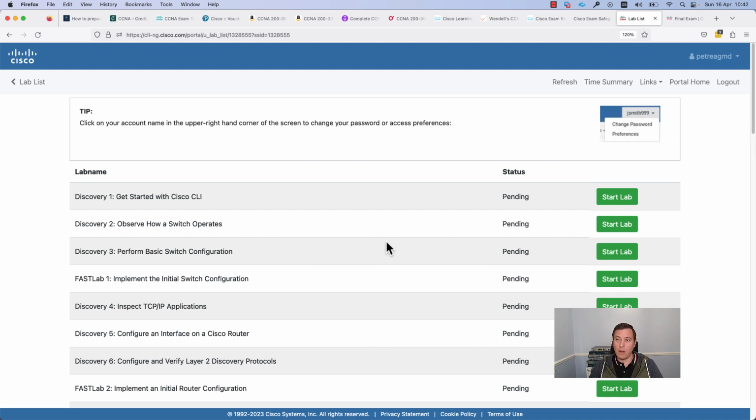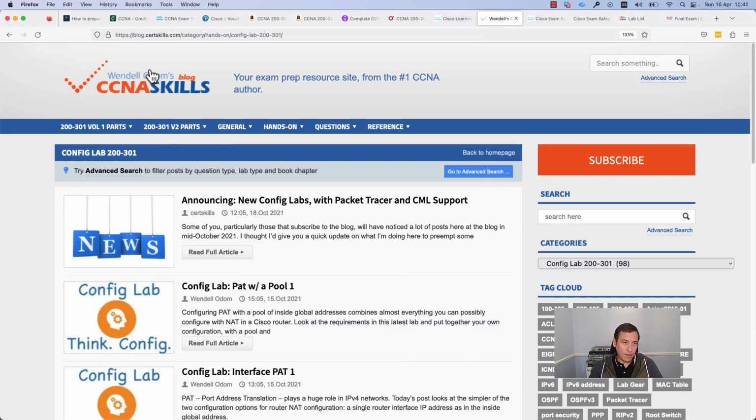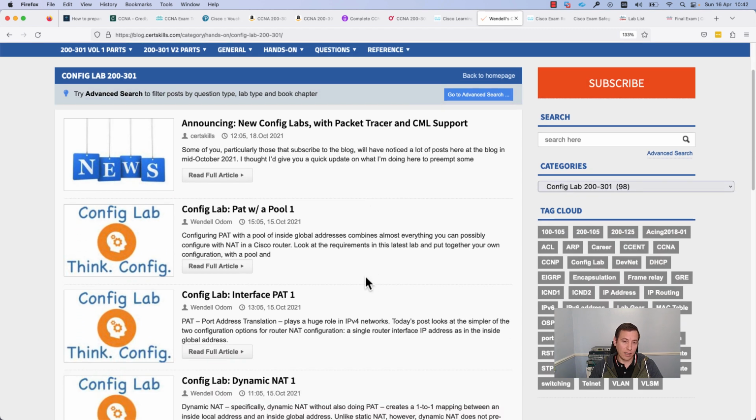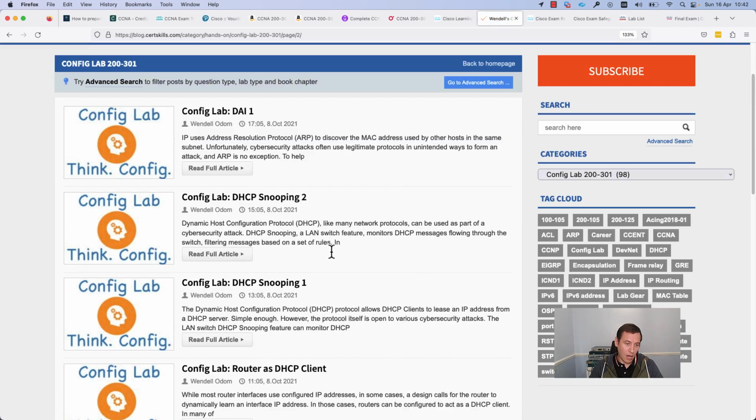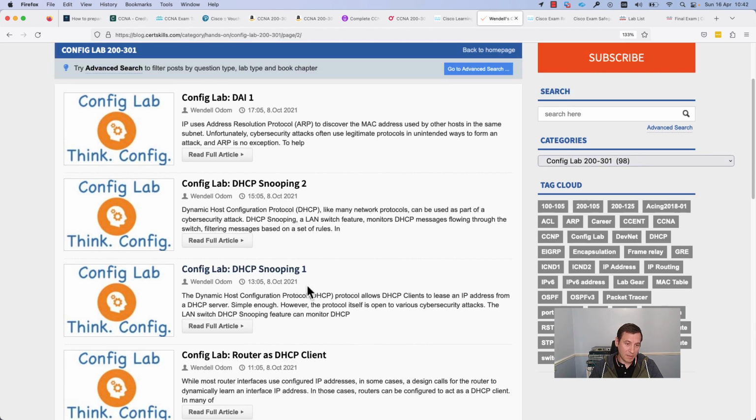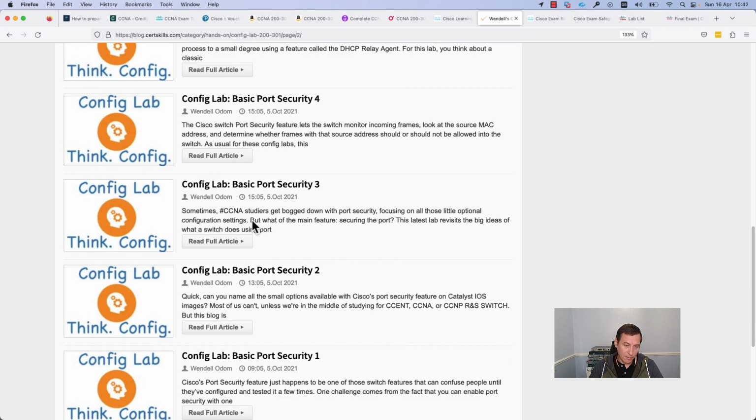If you don't have enough money, or if you don't want to spend too much money in order to prepare for the CCNA exam, you can visit Wendell Odom's blog. He is offering a lot of labs which you can do in Packet Tracer or on Real Gear. As you can see, there are a lot of labs here. I did a couple of them. You can find them on my website, or you can find them here.